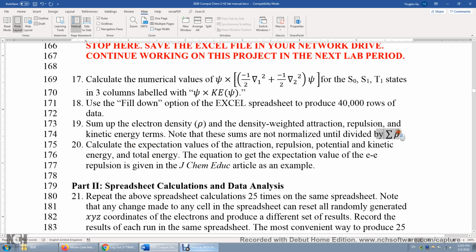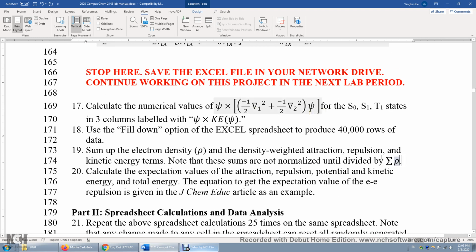And also we need to compute the sum of rho because again the wave functions we use are not normalized. So to divide the sum of this guy by the sum of psi squared, we will be able to get the expectation value of this kinetic energy in the middle. So again, you can somehow think of this as the probability density times kinetic energy, okay, and then you sum it up and then divide the sum by the sum of the probability density, and then that's it, you get kinetic energy.